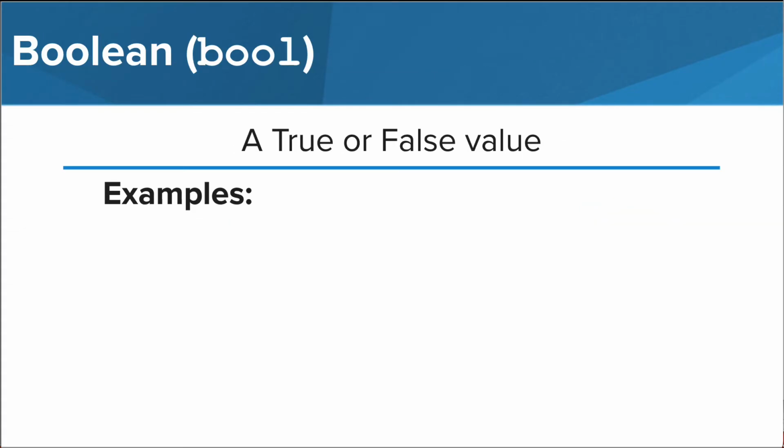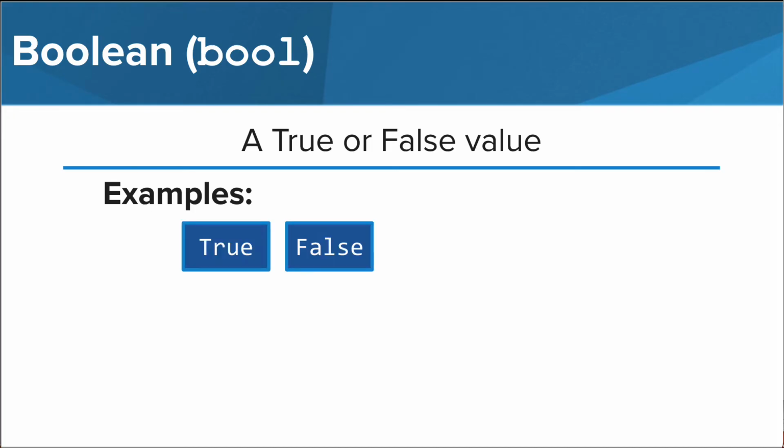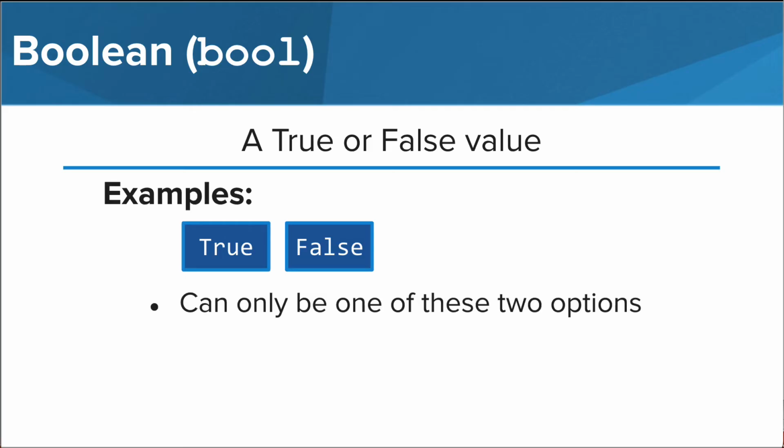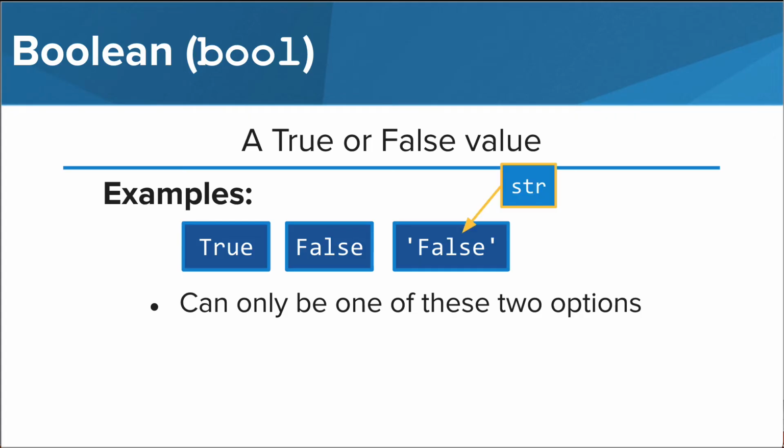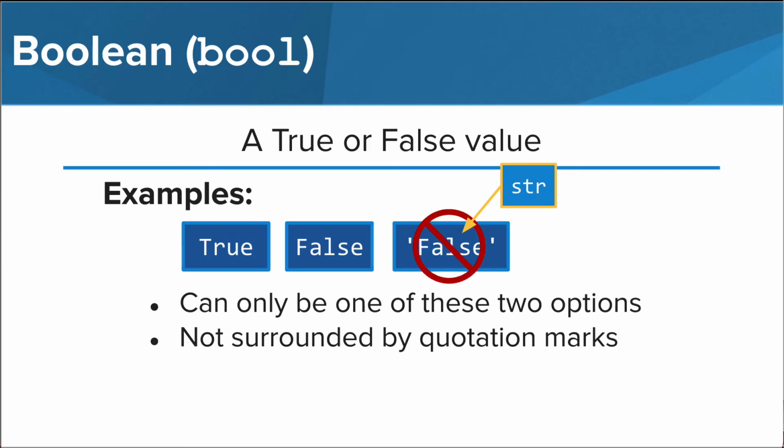The last data type we're going to learn about is the Boolean, or bool. We're going to dive much deeper into Booleans in the next module, but let's just take a second to learn what they are so we're familiar with them. Booleans are true or false values. So the only examples for a Boolean are true or false. Booleans can only be one of these two options. So is this a Boolean? Just like with our numerical examples, anything surrounded by quotation marks is a string. So this is not a Boolean value.